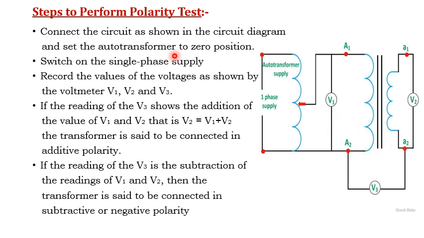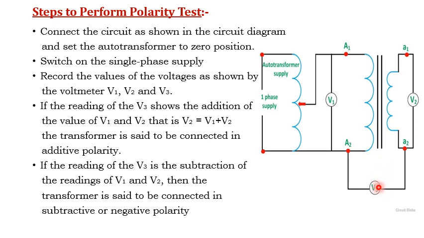The steps or procedures to be followed are listed here. Connect the circuit as shown in the circuit diagram and set the auto transformer to zero position. Initially we should ensure the auto transformer is in zero position. Then switch on the single phase supply. Once the supply is switched on, vary the auto transformer until it reaches the rated voltage. Then record the values of the voltages V1, V2 and V3.